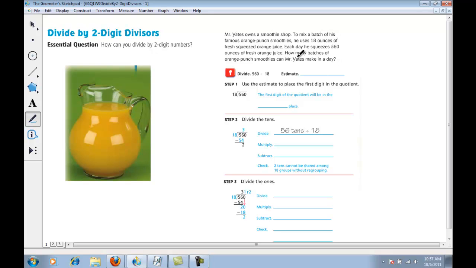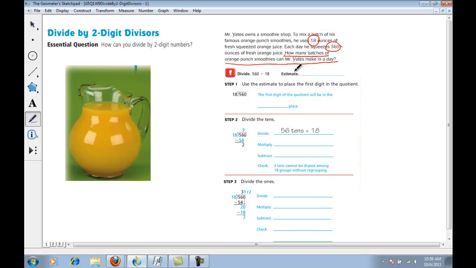Let's underline the question that we're trying to answer so we make sure that we focus on that while we're solving our problem. We want to know how many batches of orange punch smoothies Mr. Yates can make in a day. We know that each day he squeezes 560 ounces, and it takes 18 ounces of fresh squeezed orange juice to make a smoothie. So it looks like we're going to divide this 560 into groups of 18. So we could say 560 divided by 18.